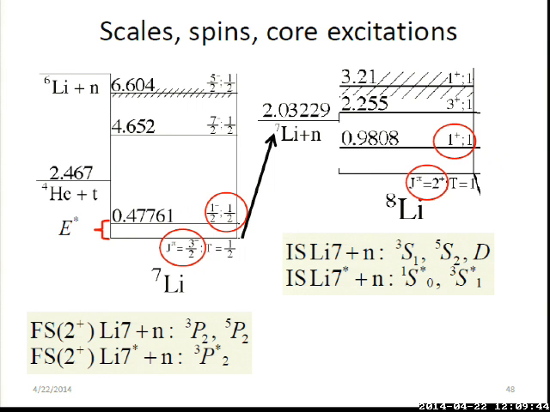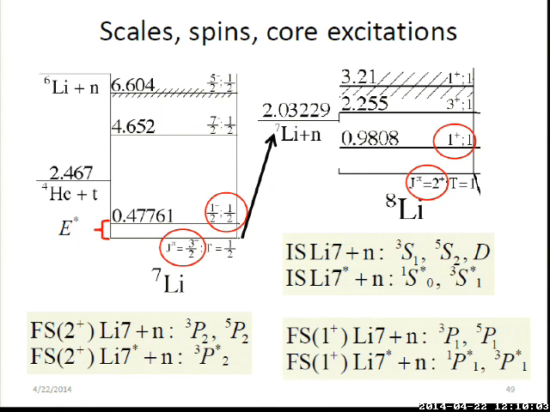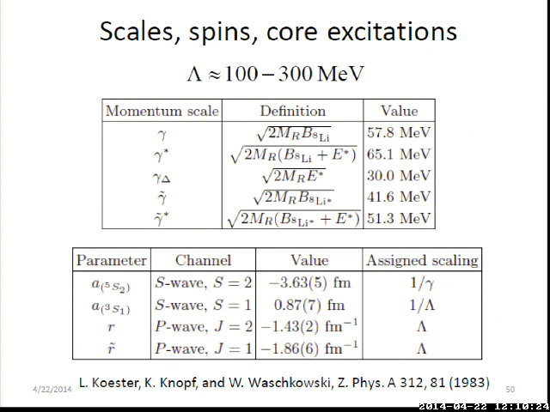What this means is that if this energy is 0, the configuration of lithium-7 plus neutron in lithium-8 can very easily fluctuate to lithium-7 core excitation plus neutron. And for the 1 plus first excited state, you actually have four components: again, total spin S equals 1, 2, and 0, 1, and total angular momentum J equals 1. So what you want to keep in mind is that you have three components in 2 plus and four components in 1 plus. The energy scales are a little bit more complicated because you have a core excitation.